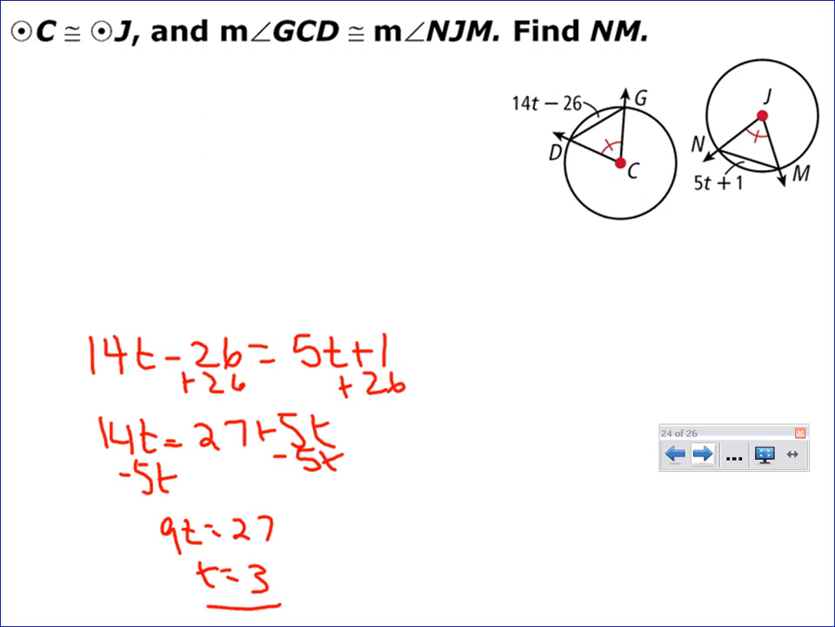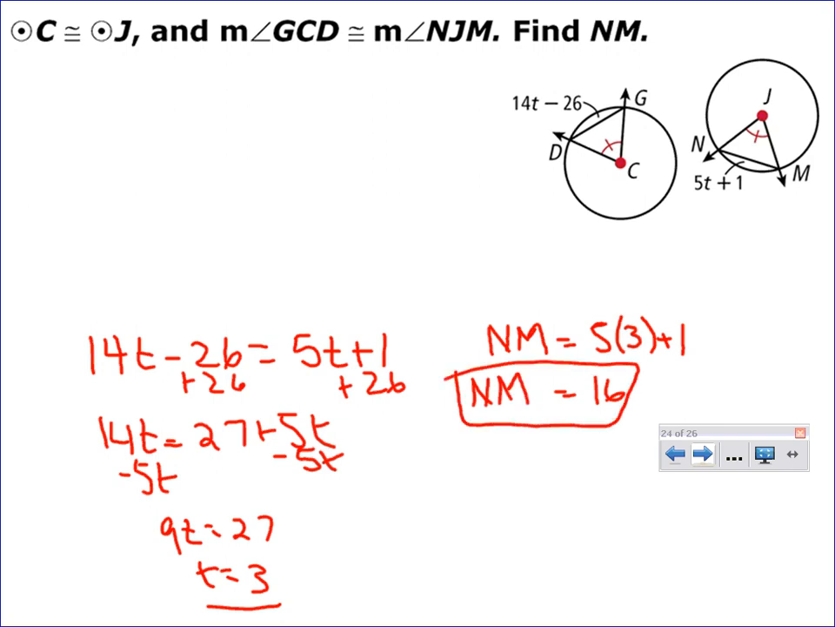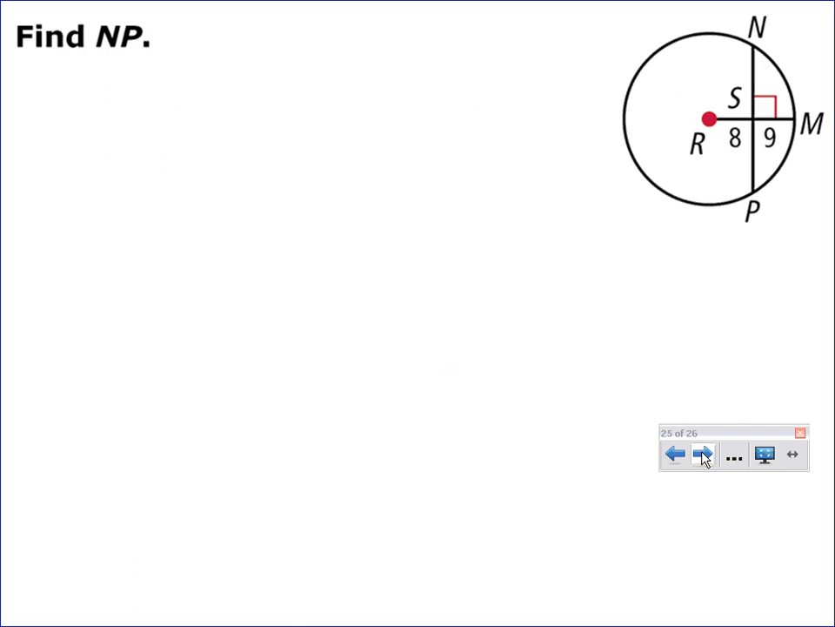Not done yet. Got to find NM. So NM is 5 times 3 plus 1. So NM is 16. Okay. Last two problems, most important two on here. You will get these wrong if you don't do what it is that I ask you to do. Okay. I need to find the distance from N to P.